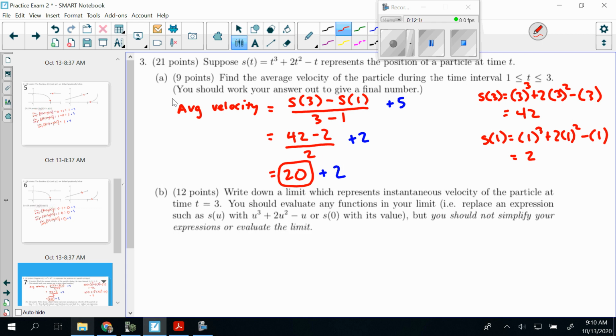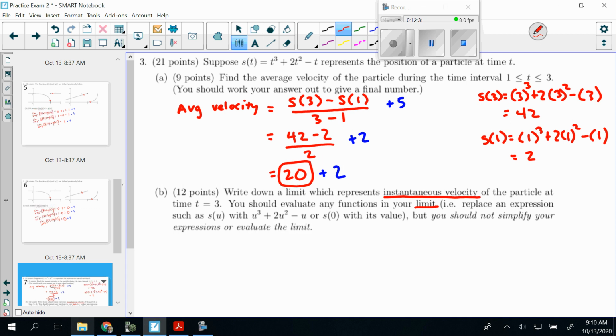On part B, write down a limit which represents the instantaneous velocity of the particle at time t. You should evaluate any functions in your limit, so they want you to replace or substitute, but you should not simplify your expression, so you don't need to evaluate the limit. All right, so doing this one, they even tell you right in the problem, you need to do a limit with instantaneous velocity.